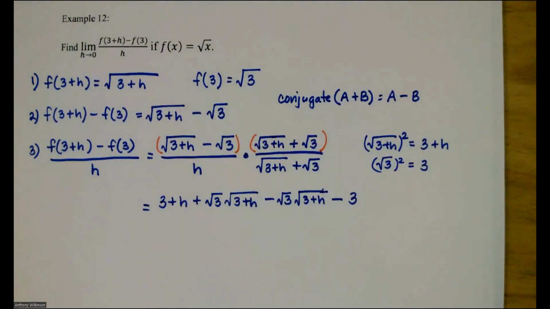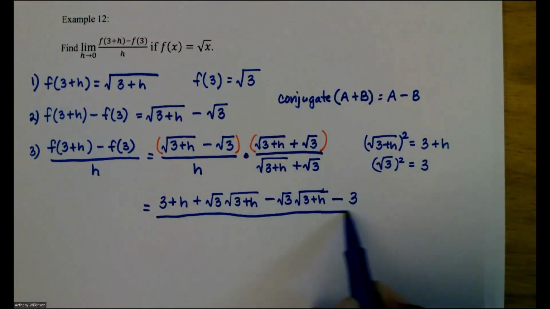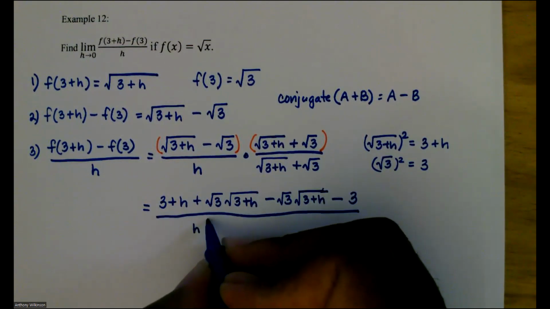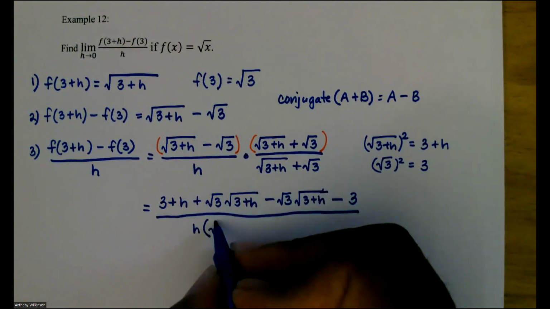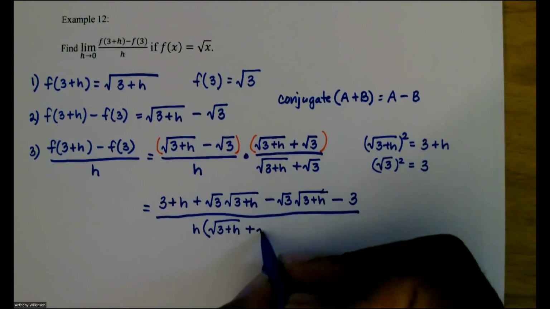Reason being is because if you take the square root of something, you turn around and square it, it's going to be left with what's underneath that radical. The square of the square root eliminates the radical. Now my denominator, I'll just have to rewrite this as h in the denominator times, and in parentheses, the square root of 3 plus h plus the square root of 3.